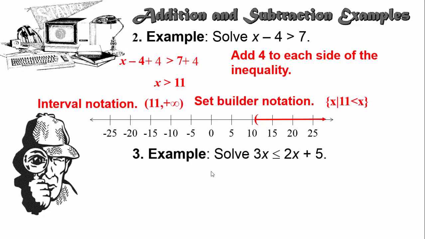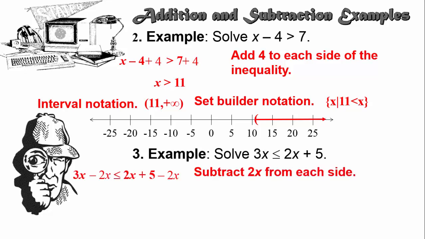In example number 3, we're asked to solve 3x is less than or equal to 2x plus 5. First, we want to solve for x in the usual way. So we subtract 2x from each side, and we end up with x is less than or equal to 5.